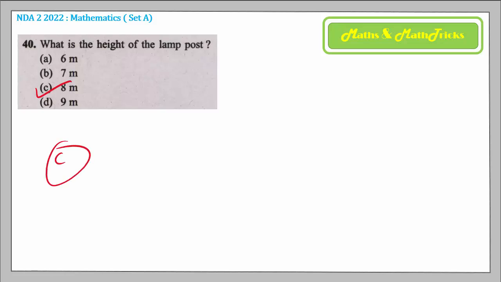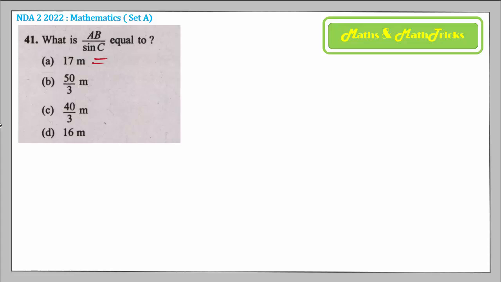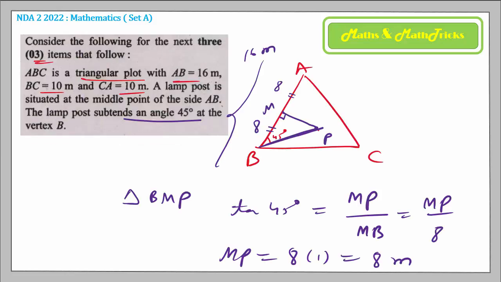Now what they say in the next question: what is the value of AB upon sin C? Now, angle C is unknown, so you can't evaluate sin C. Now how then? See, understand, this is an isosceles triangle. Did you see that? There are two sides which are equal. BC is equal to AC.